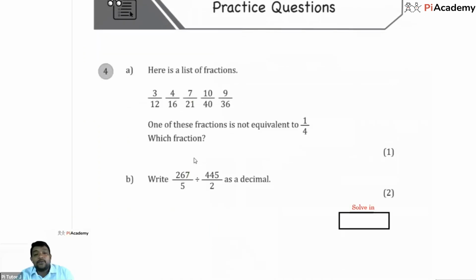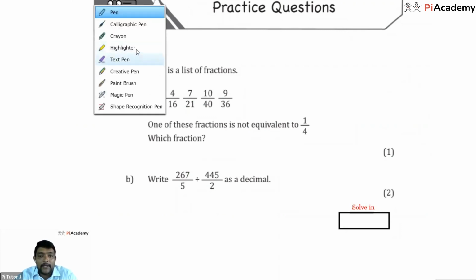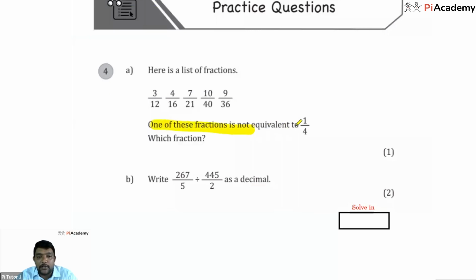Okay. Now we're coming to the fractions. Here is a list of fractions. One of these fractions is not equivalent to 1 over 4. Which fraction is that?